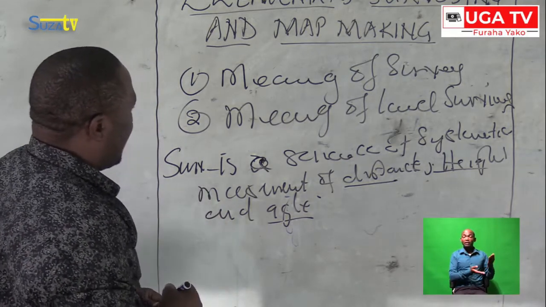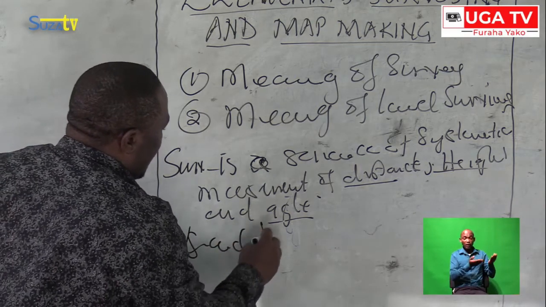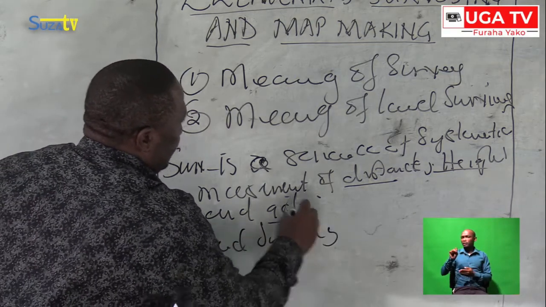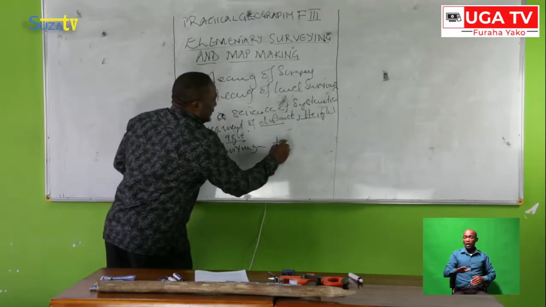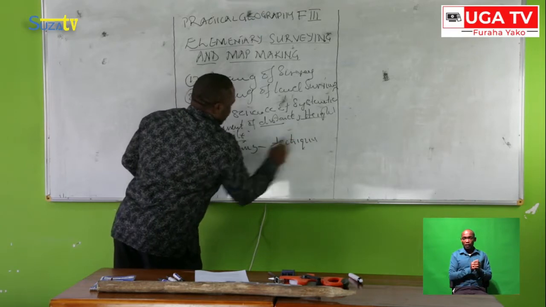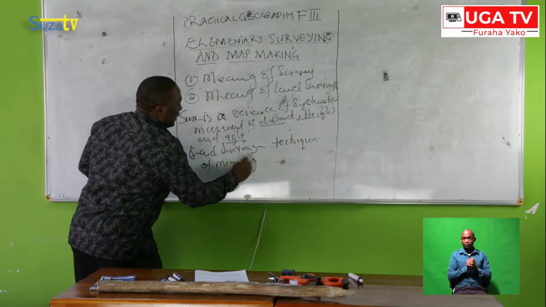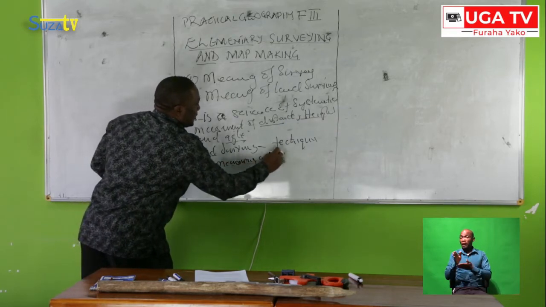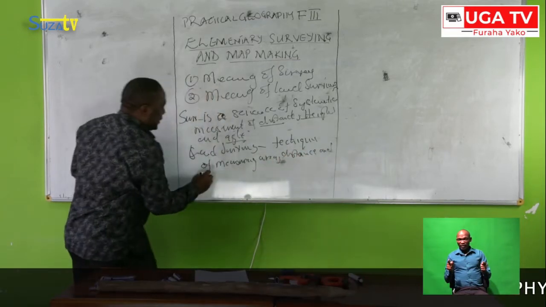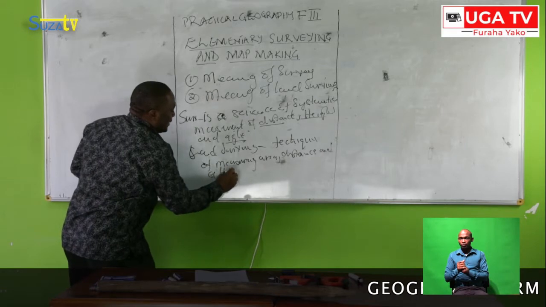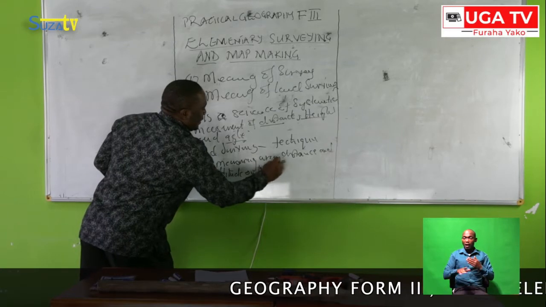But we also have another term: land surveying. Land surveying is the technique of measuring area, distance, and altitude on the Earth's surface.